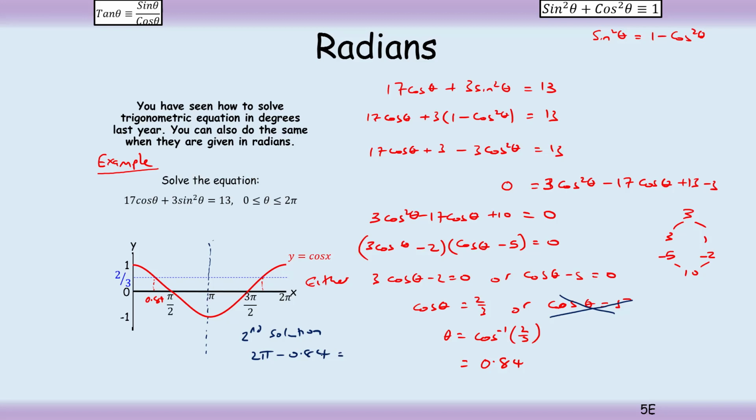Pi is 3.14-ish, so it's 2 pi, over 6 minus 0.84, and you should have 5.44 radians. So if I go back to red, I can write that as 0.84 radians or 5.44 radians. Good. So hit pause, make some notes, and when you're ready to have a look at the next example, hit play again.